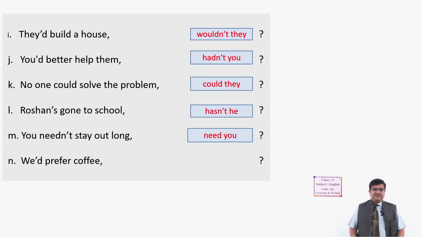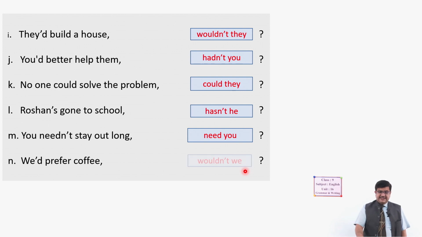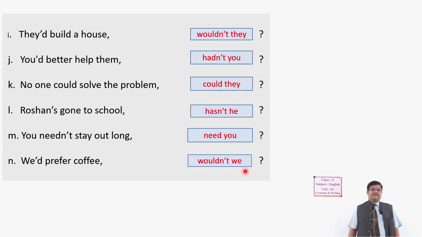And we'd prefer copy. We would prefer copy, apostrophe d with the root form of the verb. Look at here. Here is apostrophe d. Apostrophe d with prefer is what? The root form of the verb. When apostrophe d comes with the root form of the verb, there must be what? Would. And the statement is affirmative, then the tag must be negative. So, what is the answer? Can you guess now? Excellent. The answer is wouldn't we.